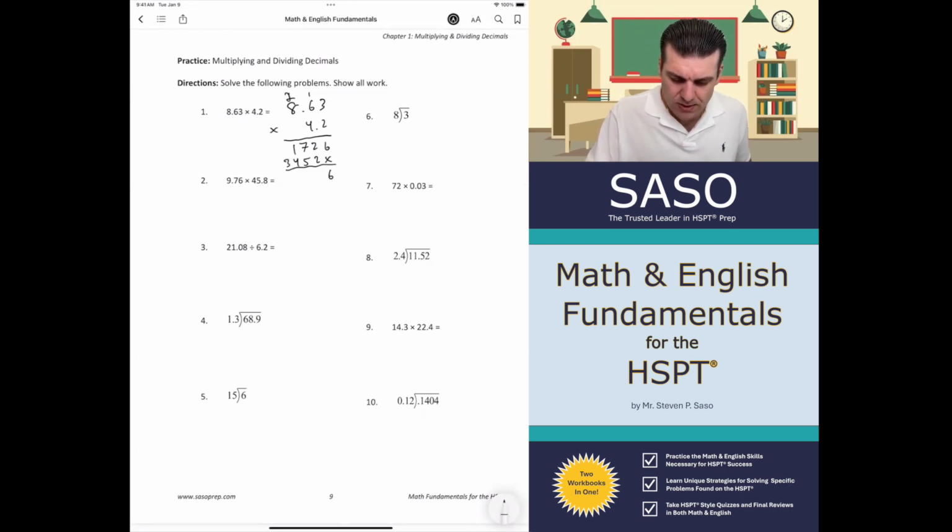Let's add these up. 6, 2 and 2 is 4. 7 plus 5 is 12. Carry the 1. 4, 5, 6, and 3. Now at the very end, remember, you count up the number of decimal places. 1, 2, 3. And I actually like to show with my pencil, right? Okay, let me count them up. And then in our answer, we go from right to left the same number of places. So we start here after this last 6, and we move it over 3 places.